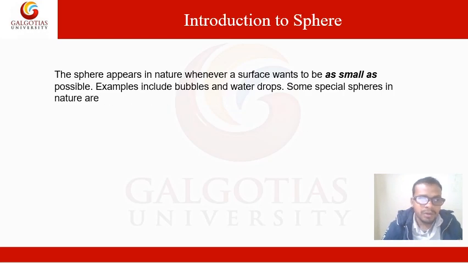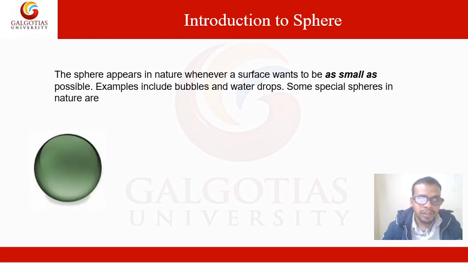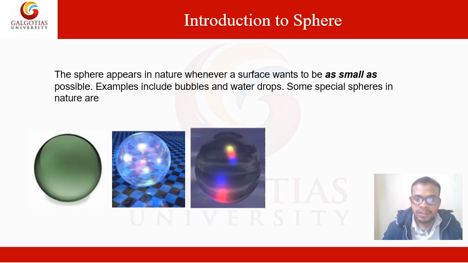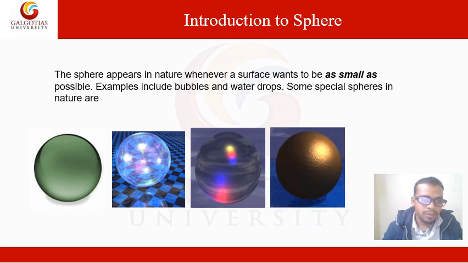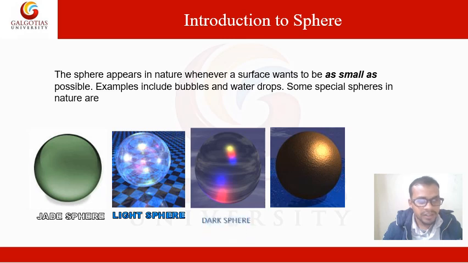If we discuss sphere, what is a sphere? Can we define it? Yes, of course we can define it. The sphere appears in nature whenever a surface wants to be as small as possible. Examples include bubbles and water droplets. Some special types of spheres are the Z sphere, light sphere, dark sphere, and brass sphere.